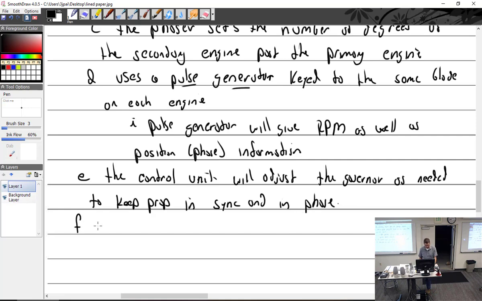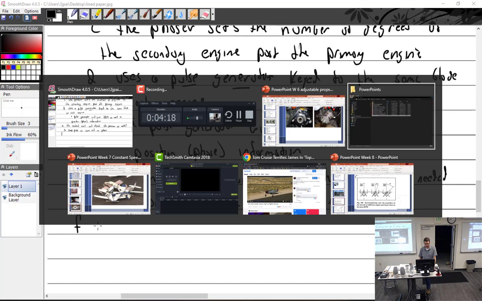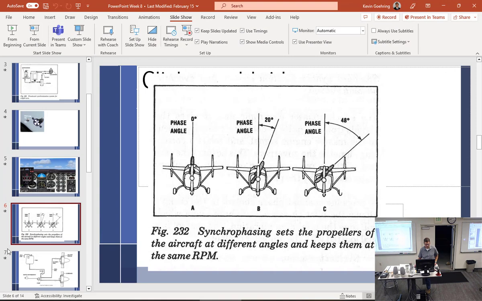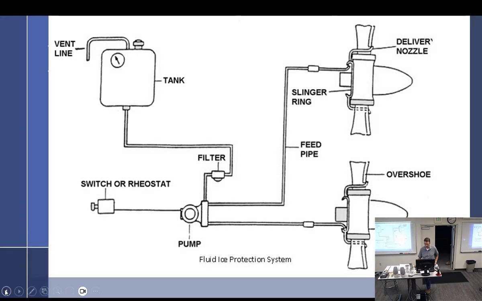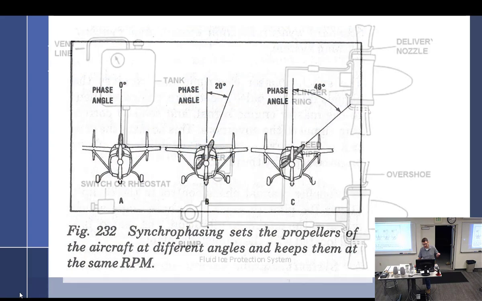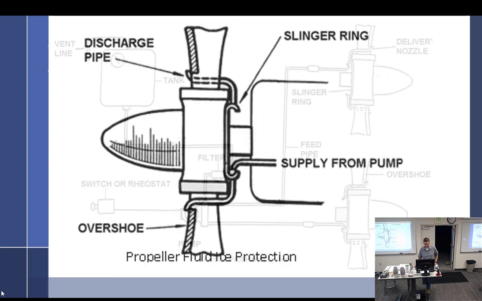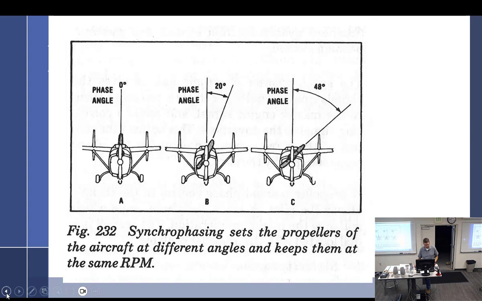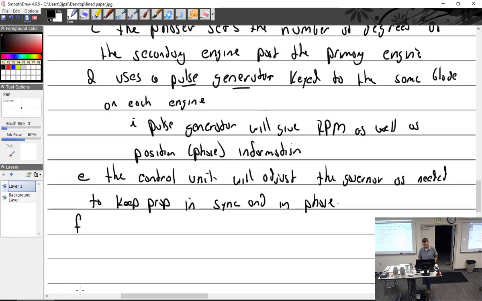And there is, I'll show you a picture, I'll come back to that. Oh, I thought I had a picture of the cockpit switch. I do not. So never mind. Pretend like I didn't do that.